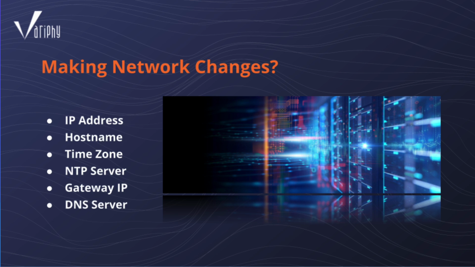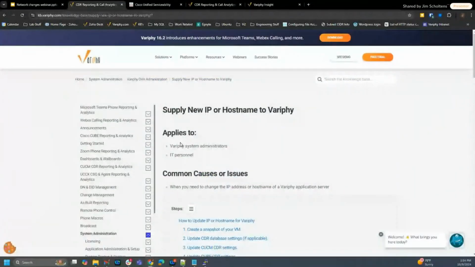Please keep in mind that this information is only for the Verify OVA on the Ubuntu operating system. If you've built your own server or on another platform, including Windows, we do not support this process. Consult your internal IT team for making these types of changes. We do have a knowledge base article for that, so I will show you that, and I think Dre is going to pop that up on the screen here.